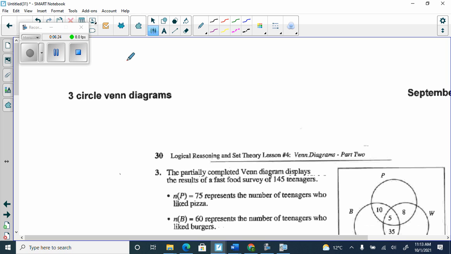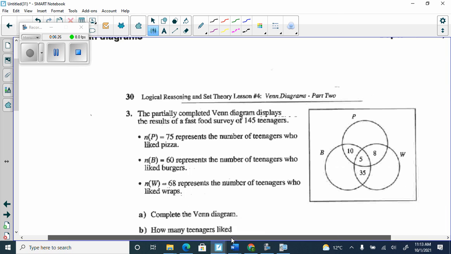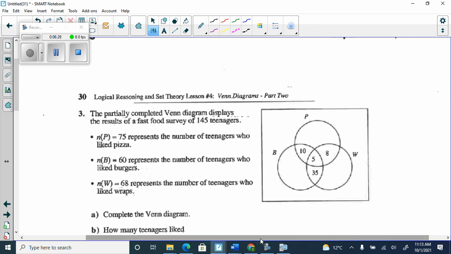With these ones, people get them wrong because they forget to subtract. Remember I told you, you have to start off with all three, then go with the ands, then the singles, then the ors. And the reason why you have to do that is you have to subtract off the previous number. The only time you do not have to subtract off a number is if it says only.